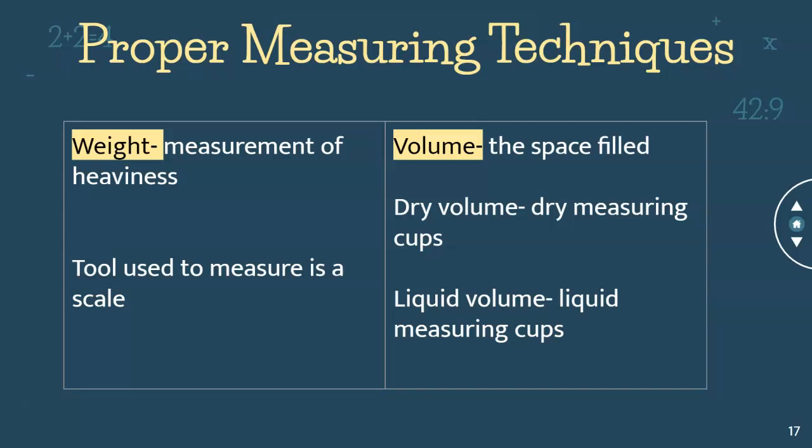Okay. Then on the opposite side of the spectrum, we have our volume, which is typically a fluid ounce or dry measuring cups. So it is the amount of space the ingredient takes up. If we're doing fluid ounces, it's going to be like water, milk, oil. And if you're using dry volume, it's going to be your measuring cups, like a cup, a half cup, quarter cup, etc. The opposite is your liquid volume, which is your liquid measuring cups. You can do fluid ounces with weight, but it's typically going to be done using that liquid volume.